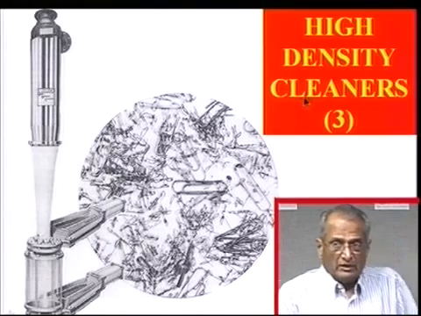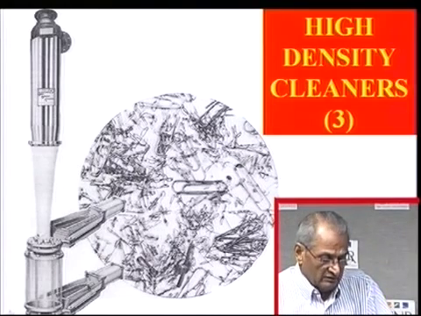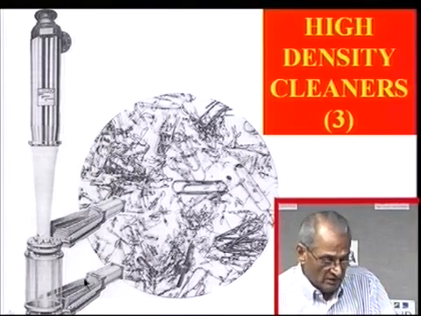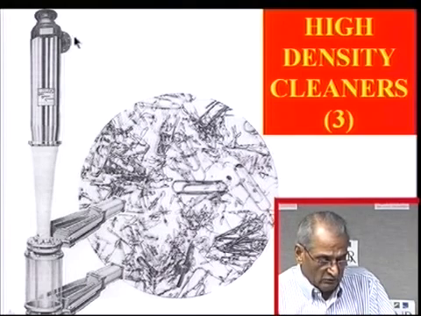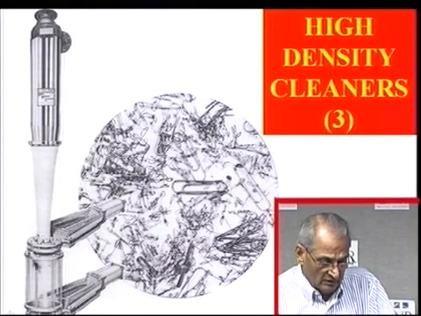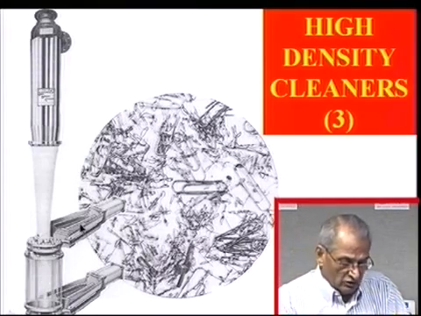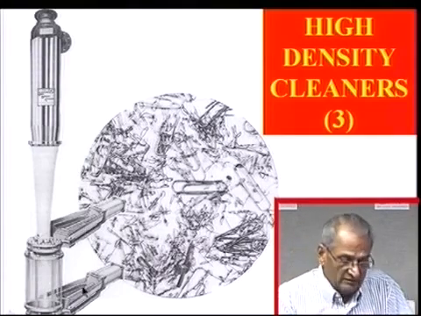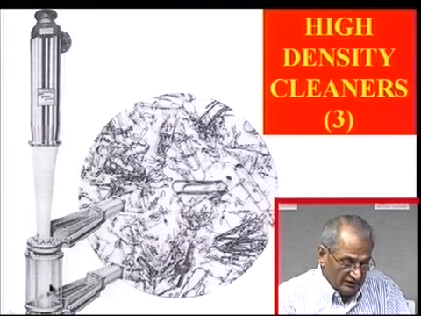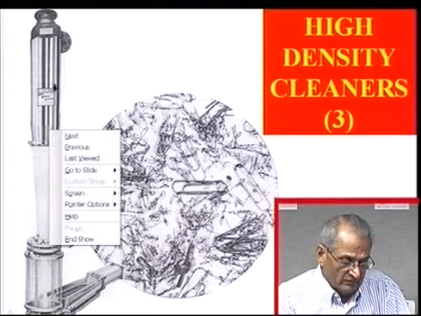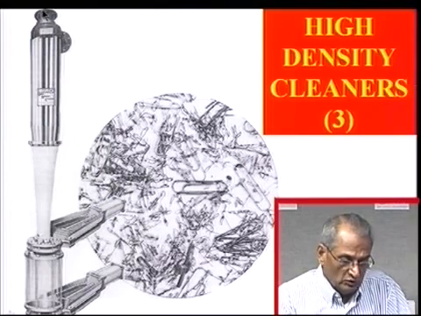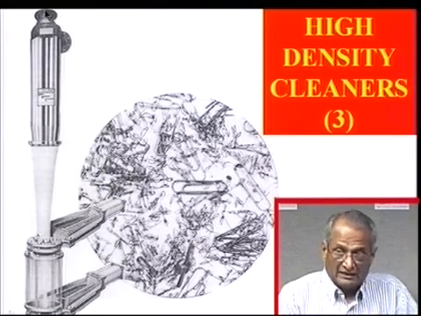Here is an example of high density cleaners with double valve operation. In this particular case, the fiber water contaminant mixture enters tangentially at the cylindrical section, swirls around, and high density material is collected in this chamber. The top valve is open and the bottom valve is closed. The remaining material swirls back up and finds its way through the overflow tube, and that is the accept.